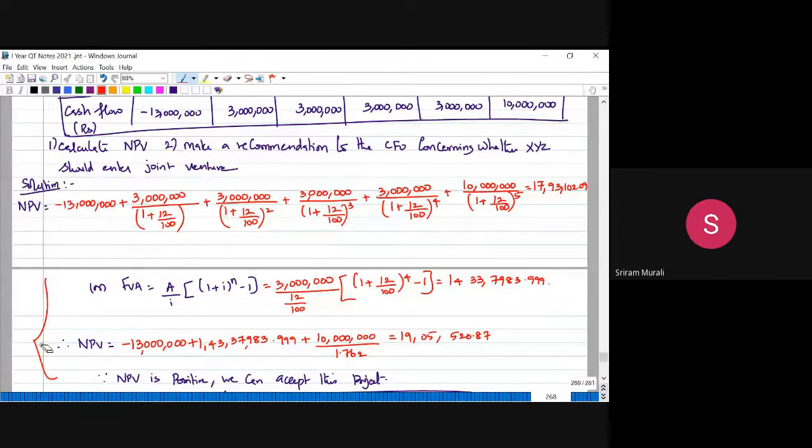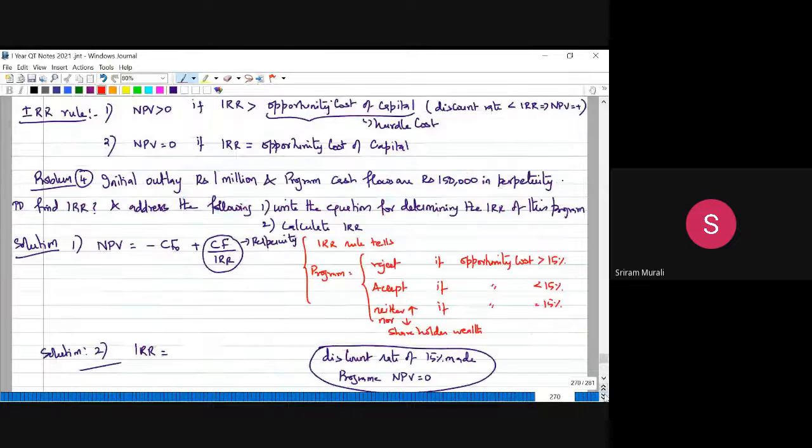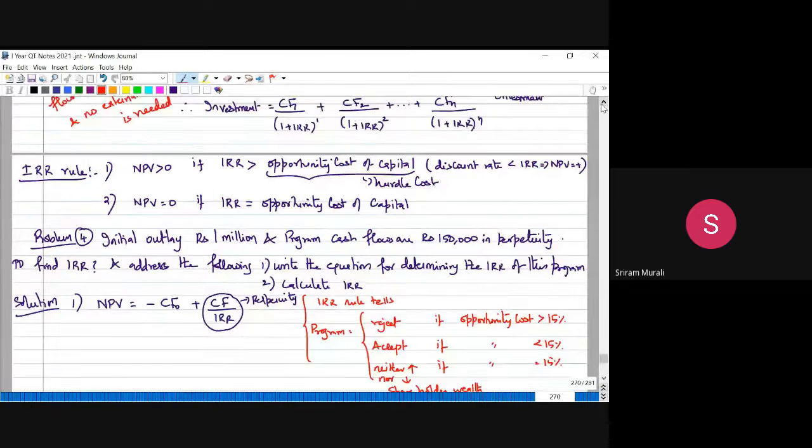The next one is internal rate of return. So far we computed net present value. Now we are going to concentrate on internal rate of return. First, what is internal rate of return?